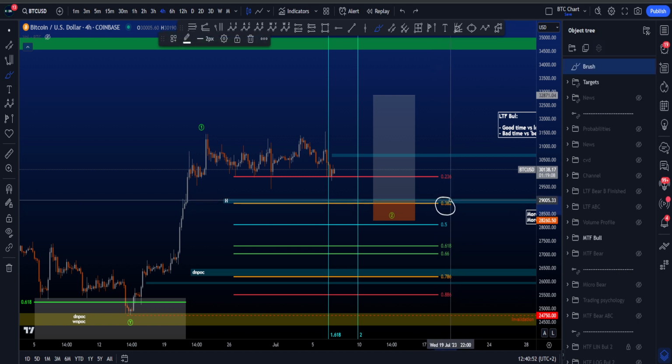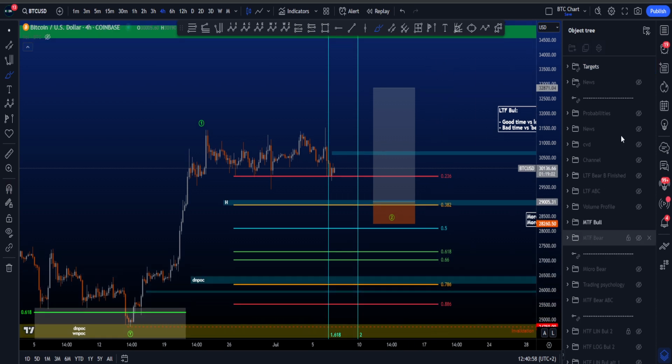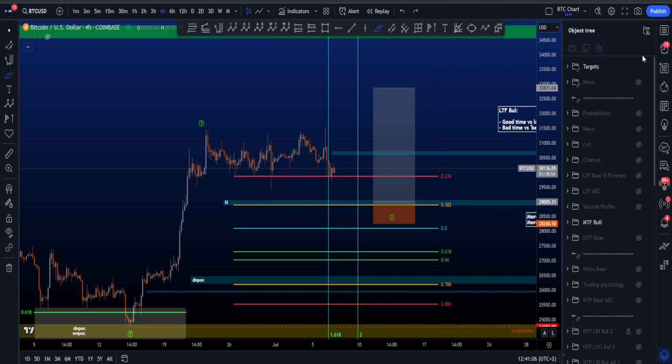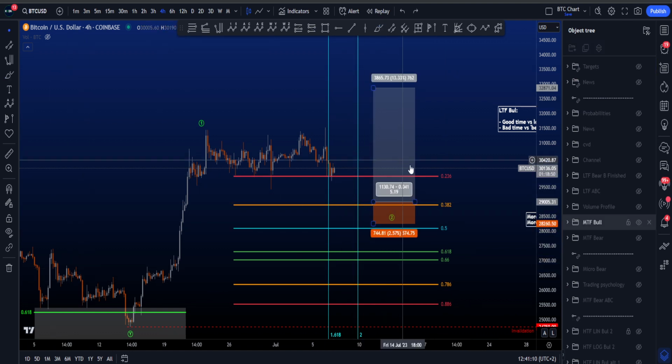Now the 0.382 is a rare target, so we have very rare, common targets, and then rare over here. So that's something to take into account as well. And the 0.786 does have nice confluence with the support area we have around 26k to 26.4k. So that's interesting in case price finds its way all the way down there.